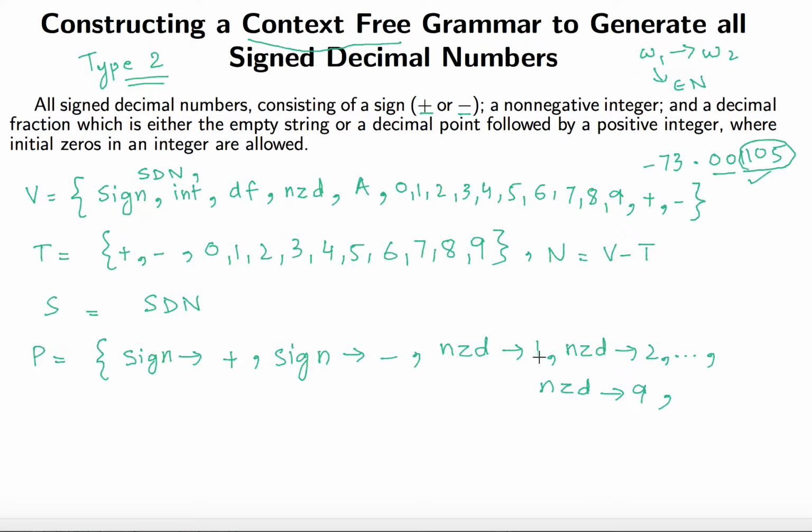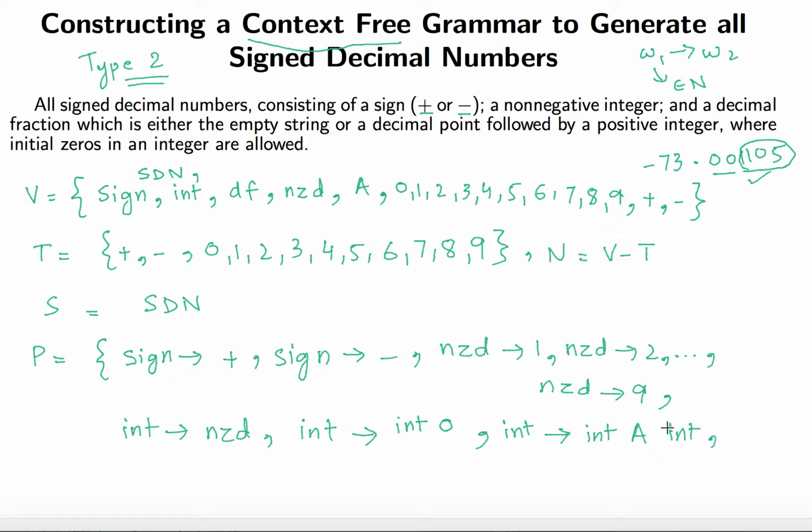Okay, and then what? Then we have integer. For integer, I will say integer can be replaced by a non-zero digit. And then I also want to say that integer can be replaced by an integer followed by a zero. Now note that this is the right hand side of a production, so this can have more than one symbol. But the left hand side cannot. And then I want to say integer can be replaced by integer, symbol A and integer.